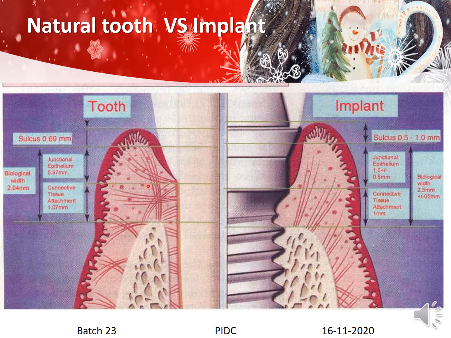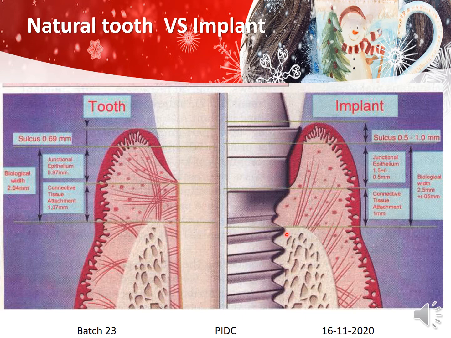In case of a natural tooth, the cementum is present around the root surface, and then you have a periodontal ligament beyond it, and then you have the bone which is separated from the tooth by means of a connective tissue, and you also have the periodontal ligament fibers which are arranged a little perpendicular to the tooth structure. So these are all the basic points in a natural tooth. And also you can see that the junctional epithelium is around 0.97 mm and the connective tissue attachment is around 1.07 mm, which gives a biological width of around 2.04 mm.